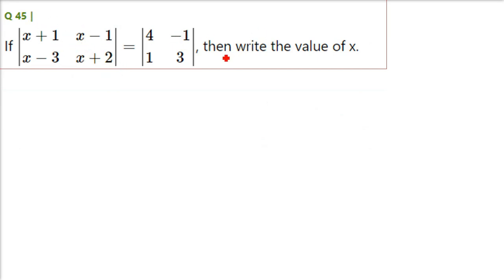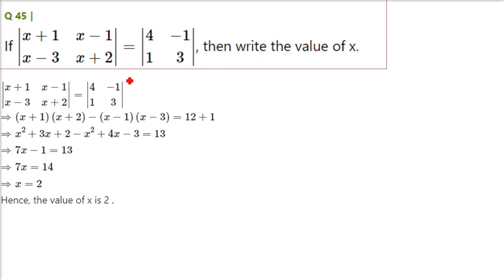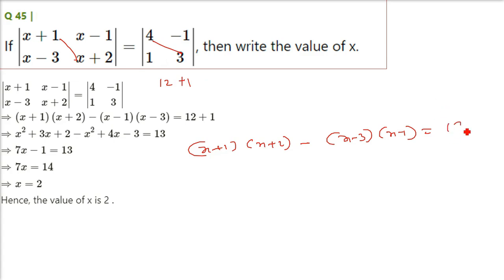So for this kind of question, just cross multiply. This is 2 by 2, and let me show you what will happen. (x plus 1) into (x plus 2) minus (x minus 3) into (x minus 1), and this is equal to 4 times 3 is 12, minus minus plus is plus 1, so it is 13. So when you solve it, x square is going to get cancelled, 3x plus 4x will be 7x, and 2 minus 3 is minus 1. x will be equal to 2.